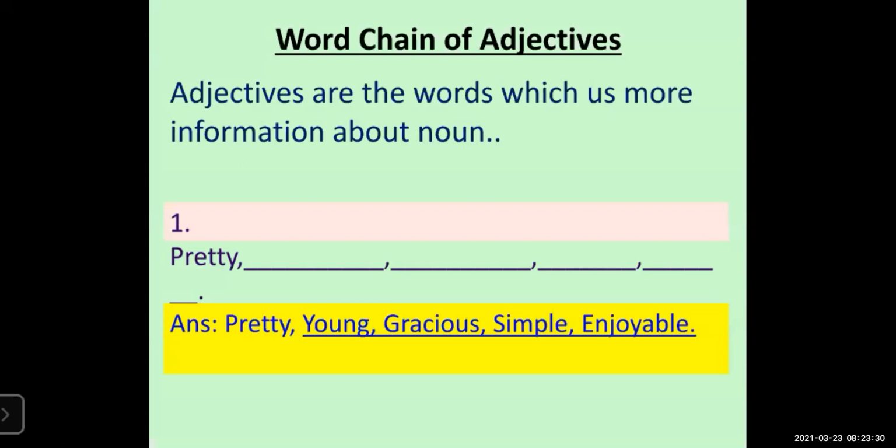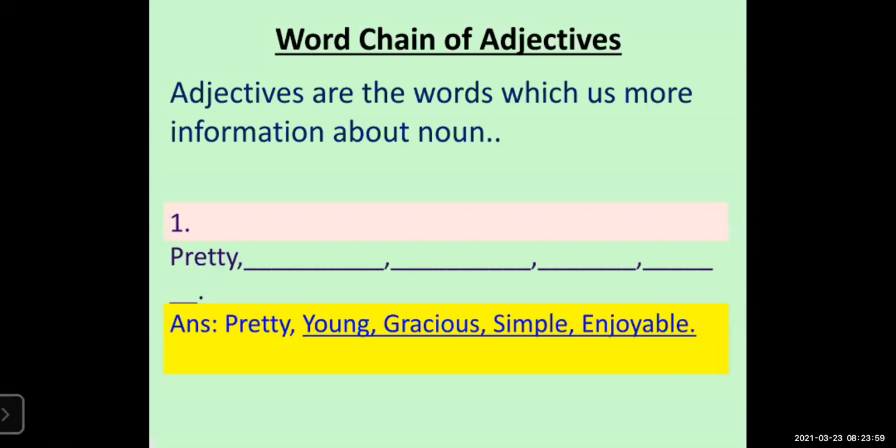In short, adjectives show qualities. For example, Ramesh is a good boy. Ramesh is the noun, and how is Ramesh? The word good tells us about Ramesh. So good is the quality which Ramesh has, and in grammatical language it is called an adjective.